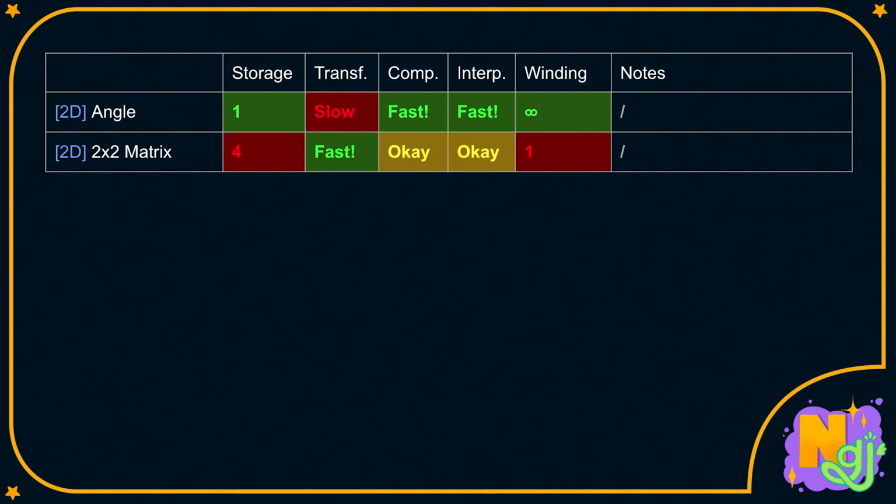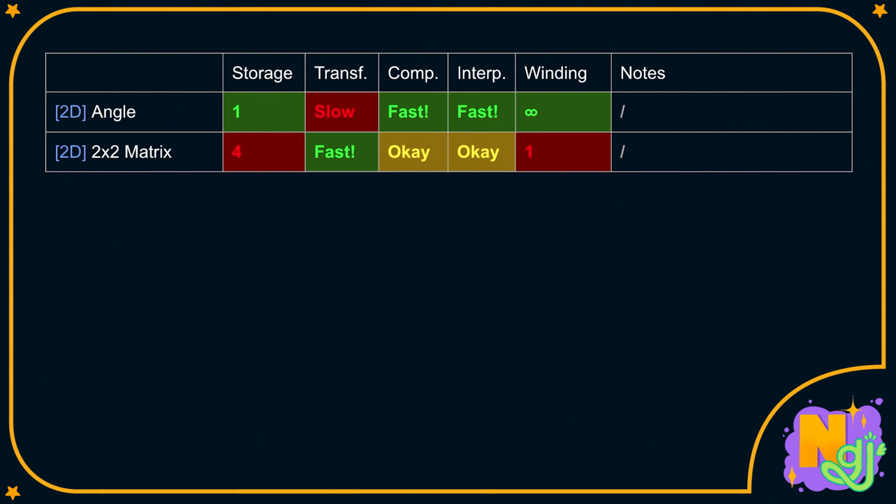So let's compare angles and matrices. We can think about serialization and storage. The angle is just one number, which is really good. But the 2x2 matrix, you usually store 4 numbers, which is a lot if you want to store a lot of data. But angles are slow at transforming vectors. You need to run trigonometry to do that, which is slow. Meanwhile, the 2x2 matrix is really good at that because there's no trigonometry involved. It's already pre-computed those values.